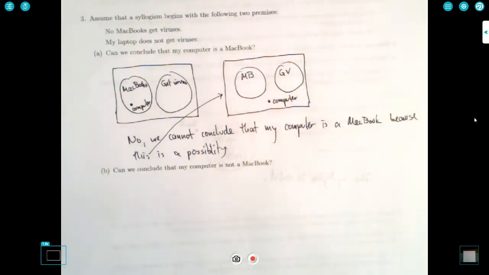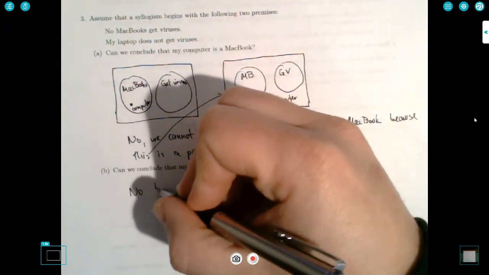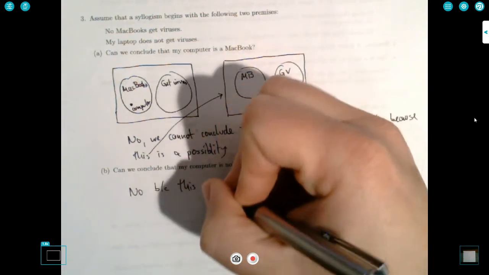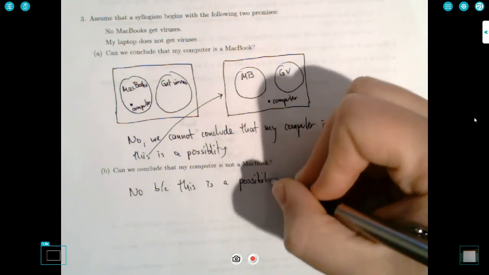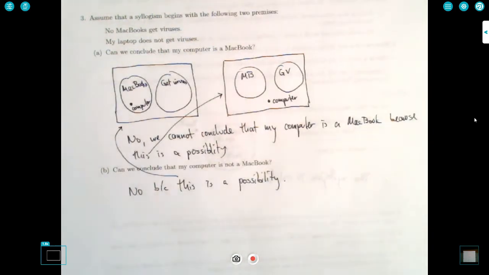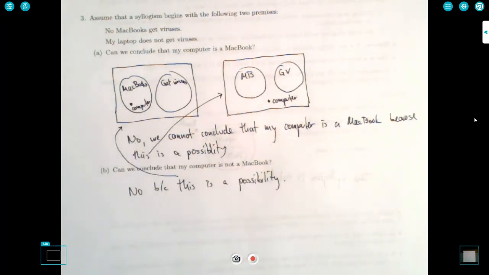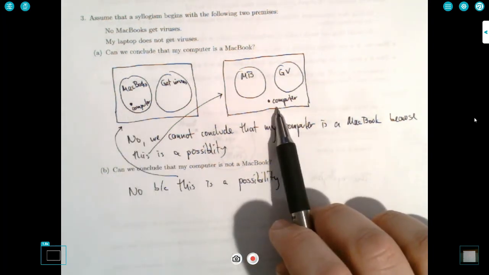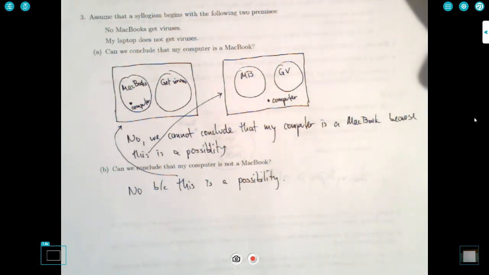Okay, part B. Can we conclude that my computer is not a MacBook? Well, we've already done all the work, and the answer is once again no, because this is a possibility. And this would be that scenario. So can we conclude that my computer is not a MacBook? No, maybe it is, but maybe it's not. So we can't conclude that your computer is a MacBook, but we also can't conclude that your computer is not a MacBook.